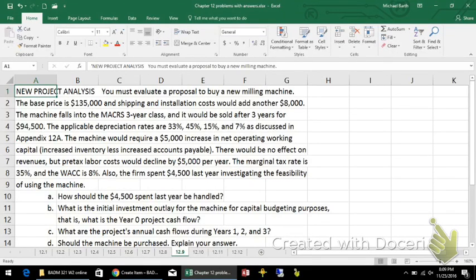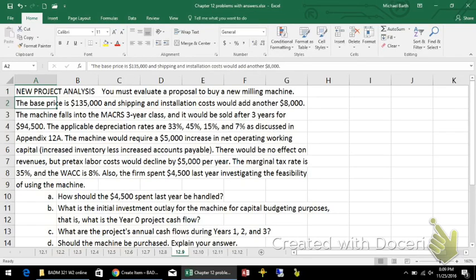This is problem 12.9 from Chapter 12, Brigham and Houston, Fundamentals of Financial Management, Concise, ninth edition. And this is another calculate the cash flows problem. In fact, it's almost identical to problem 12.8, except instead of a spectrometer, now we're doing a milling machine. But you do all the stuff the same way.